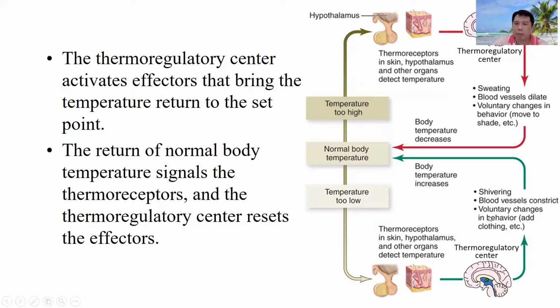All right, because here heat is produced, right? So it continues to increase the body temperature. If there is no negative feedback, our body temperature will continue to increase.